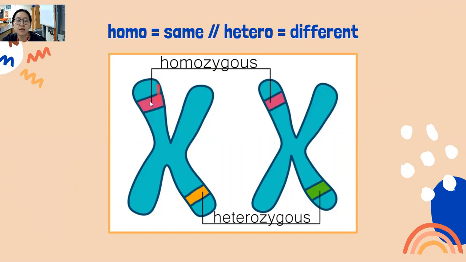Here's a visual representation. Now, if you have the same gene on both the homologous chromosomes, then that's homozygous. If you have different versions of the gene, so they're different alleles, then it's heterozygous. So here we have heterozygous alleles, and here we have homozygous alleles. Notice that this is in the same area on the chromosome on each homologous pair. So therefore, it's the same gene that's going to be coded for. But if they have different versions of them, then they're different alleles. If they're different alleles, then they're heterozygous.